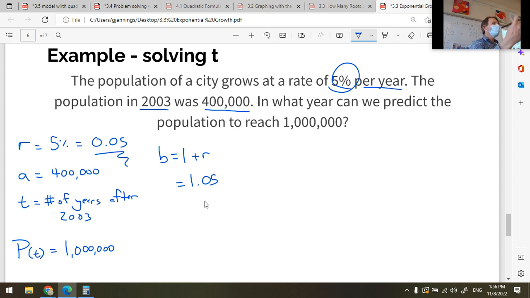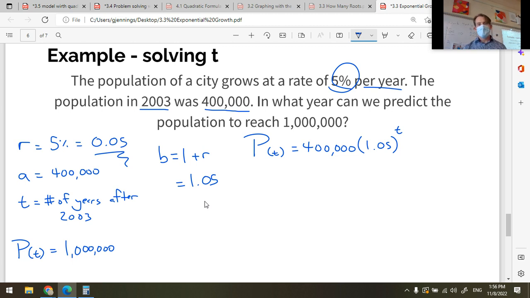That's why we use repeated multiplications here to grow this, and why it creates a curve instead of a straight line. A straight line will be adding the same amount each year, but we're not doing that. We're multiplying by 1.05 every year. So here is our function. Our function looks like this. P of t is equal to 400k multiplied by 1.05 raised to the power t, where t is the number of years after 2003.